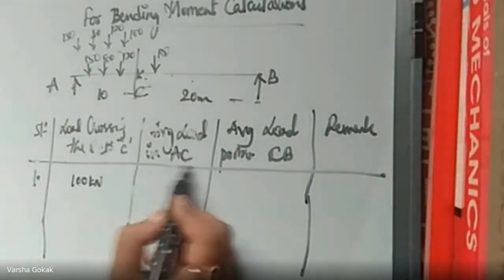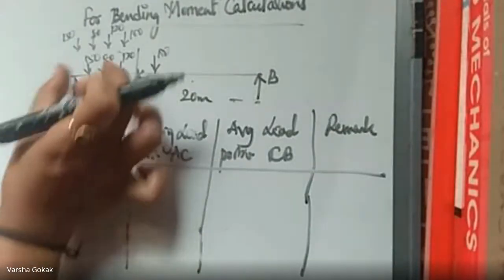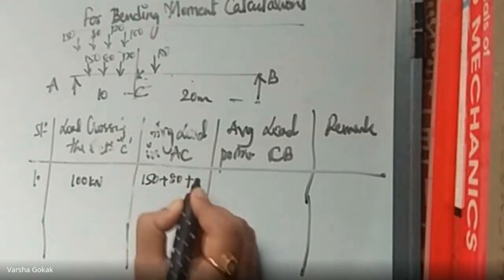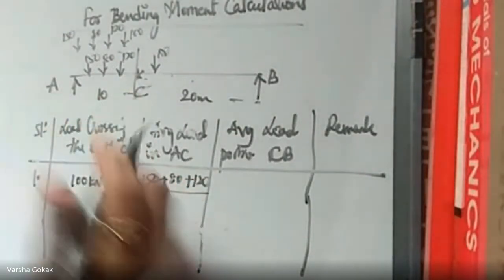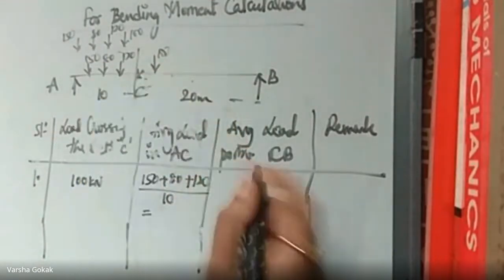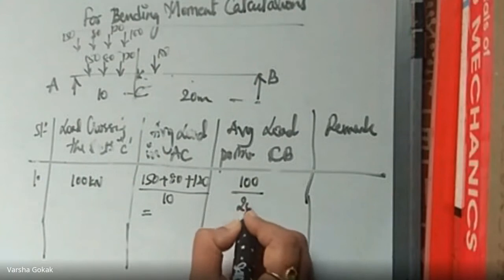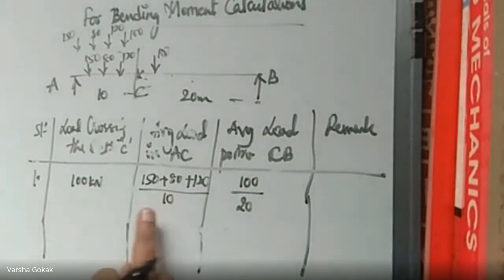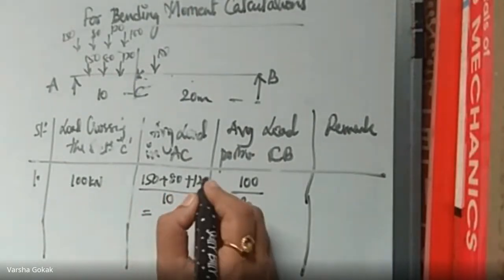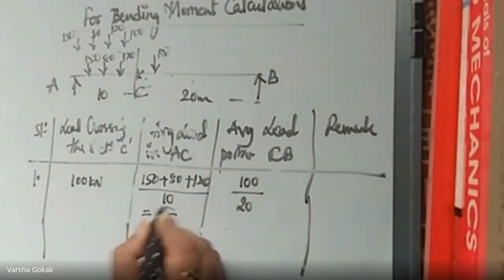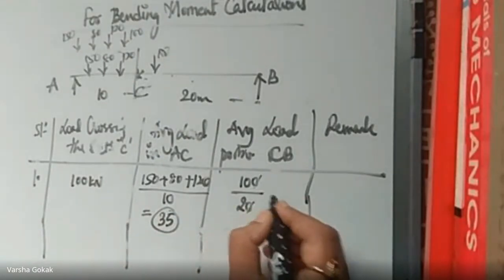So here the average load in AC, when I'm calculating these 3 loads, is 150 plus 80 plus 120 divided by their span 10. And the average load in CB is now only 100, divided by its span. What is this value, please? 150 plus 80 plus 120 divided by 10 is 35. And this is going to be 5.